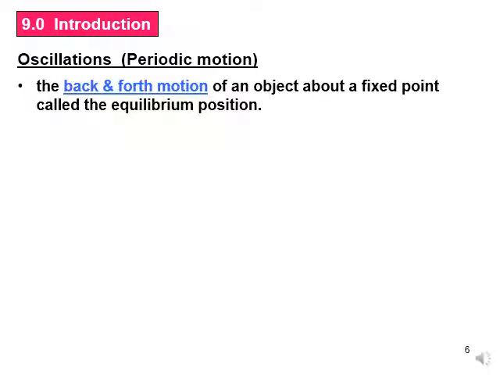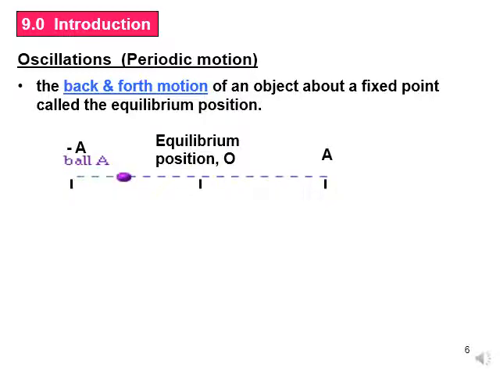Introduction to oscillations. Oscillations, in other words, mean periodic motion. The periodic motion is the back and forth motion of an object about a fixed point called the equilibrium position. As you can see, ball A moves back and forth from position A to negative A, pass through a fixed point. That point, we call it as equilibrium position O.